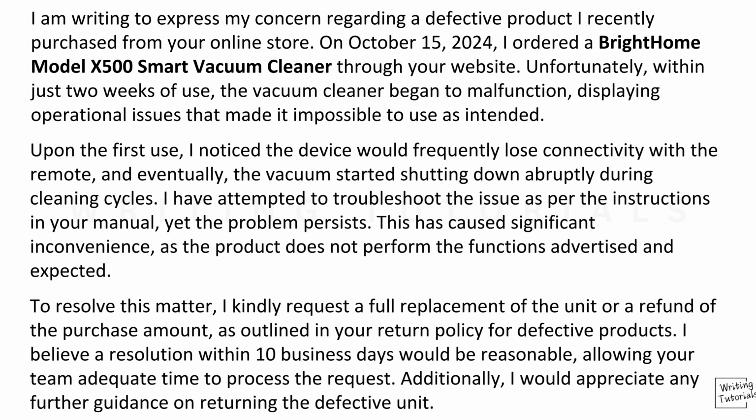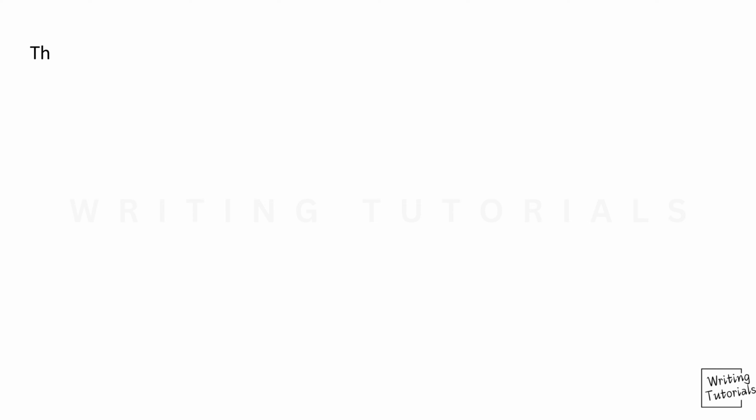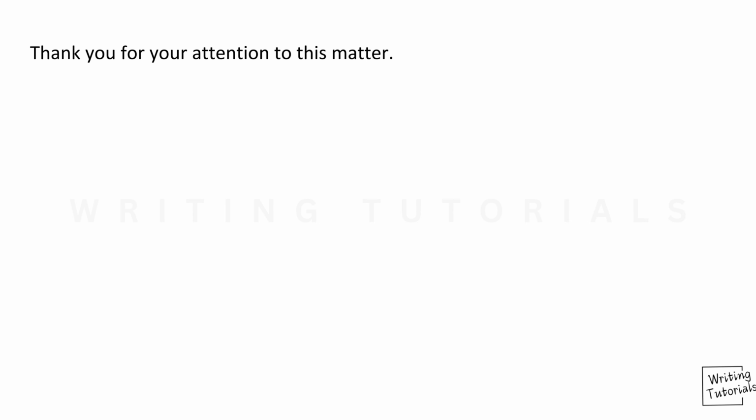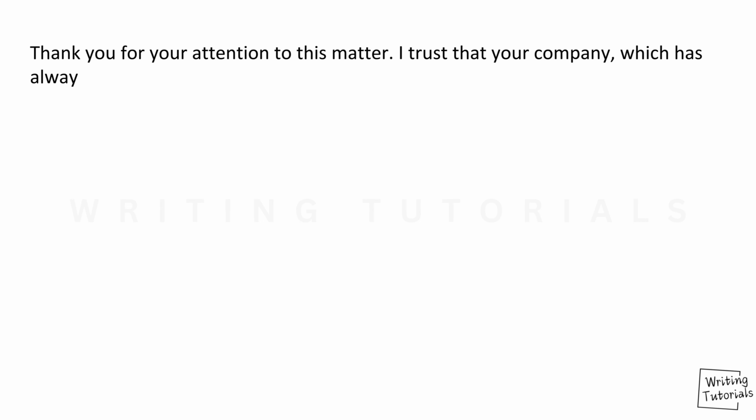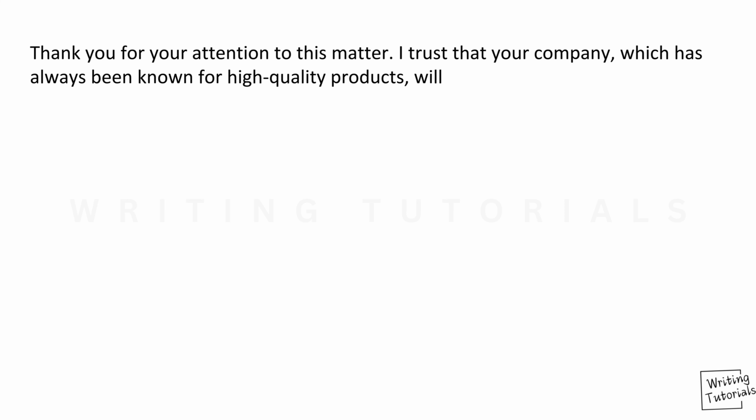Additional information and contact details. In the next sentence, Jennifer provides a final piece of information. Additionally, I would appreciate any further guidance on returning the defective unit. This line is a helpful addition because it asks if there are any next steps she should be aware of. When writing your complaint letter, consider asking if there's anything you need to do to move the process along. This shows that you're ready to cooperate and want to help resolve the issue quickly.